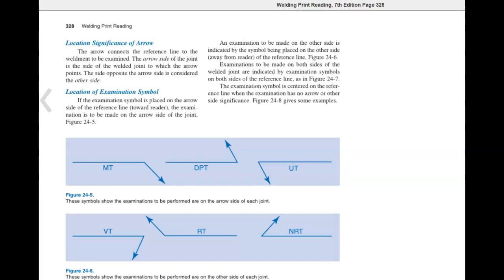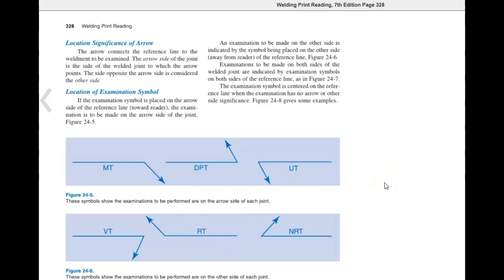If the examination symbol is placed on the arrow side of the reference line toward the reader, the examination is to be made on the arrow side of the joint. Figure 24-5. An examination to be made on the other side is indicated by the examination symbol placed on the other side, away from the reader, on the reference line. Figure 24-6.